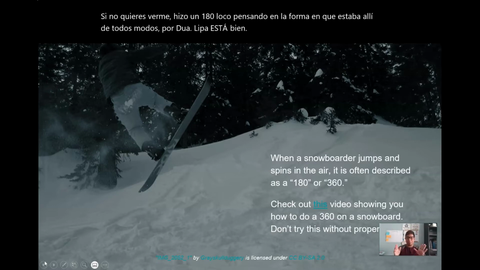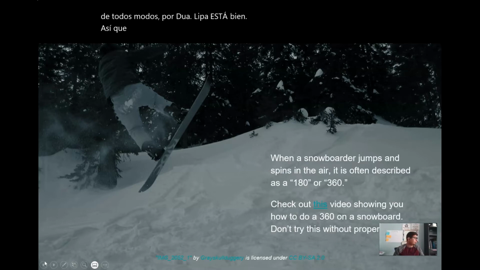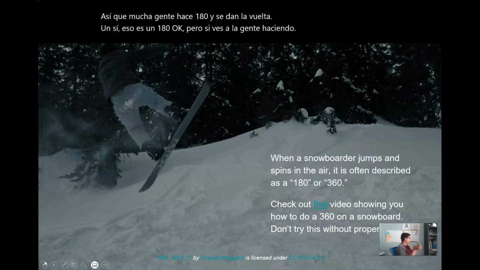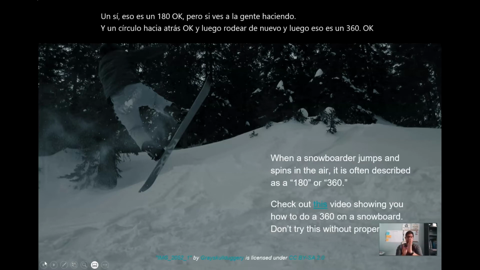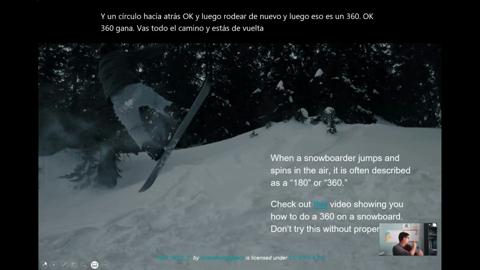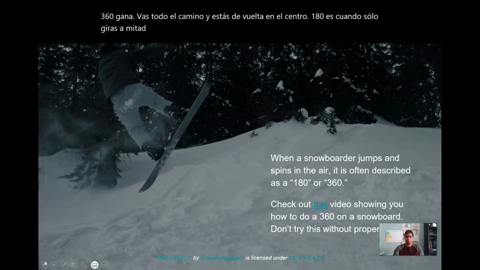So a lot of people do 180 and they turn around. And yes, that's a 180, okay? But if you see people doing it, and they circle back, okay? And they circle back, no, that's a 360, okay? 360 is when you go all the way around and you're back in the center. 180 is when you only turn halfway and you keep going, okay?